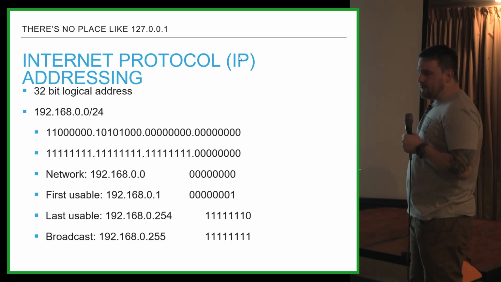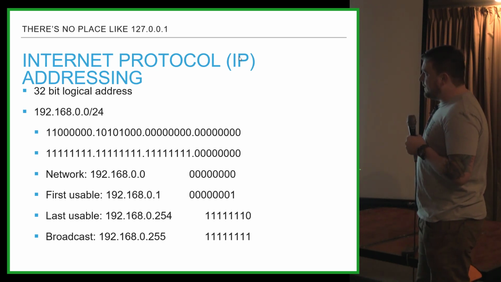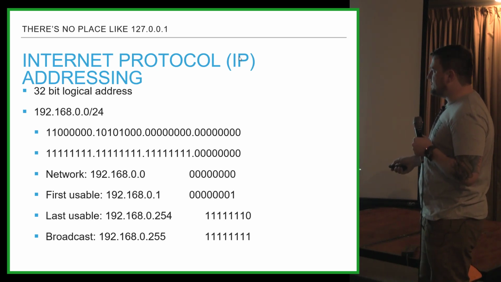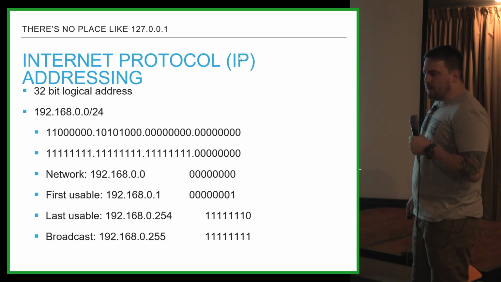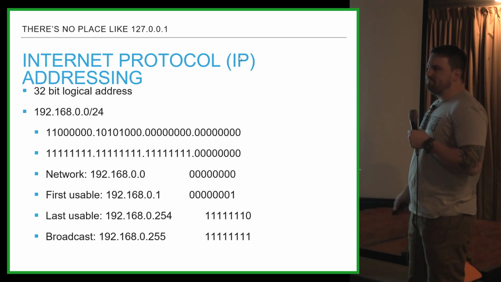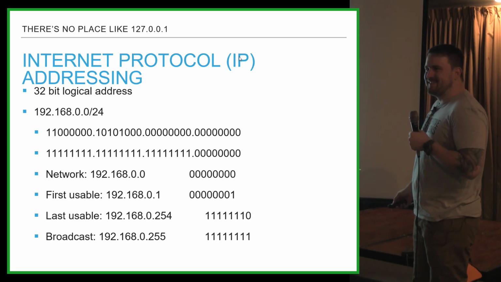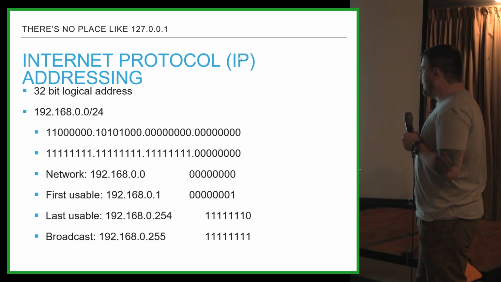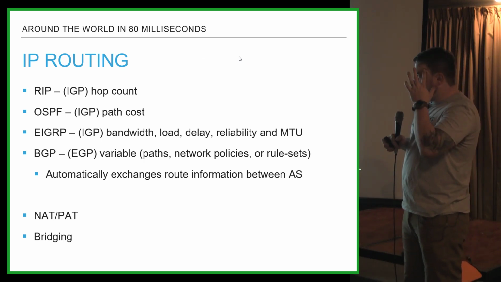It's just how IP addresses are represented in binary. When you're doing subnetting, it's important to understand network, first usable, last usable, and broadcast. These are important things to know, but anything further, like subnetting by hand, is not necessary for this talk, or at all, I guess. Nobody wants to subnet by hand. So, IP routing: this is where we get into the meat and potatoes of the internet.